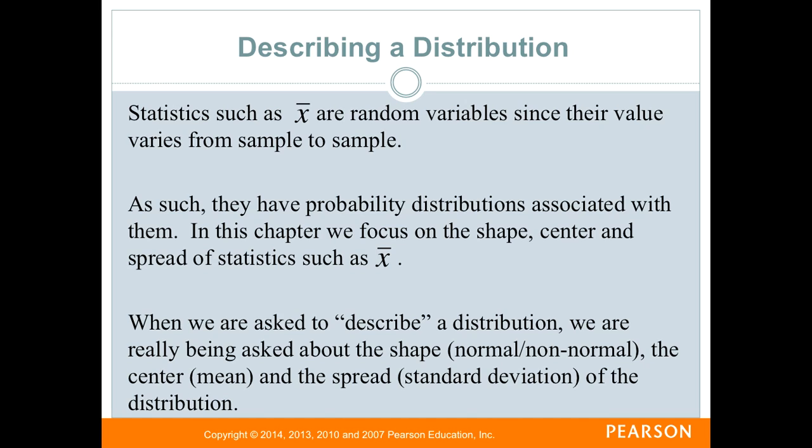When you're asked to describe a distribution, we're asking about three different things. We're asking about the shape, which is either going to be normal or not, the center, which is going to be the mean, and then the spread, which is the standard deviation. So anytime you're asked to describe a distribution, those are the three things you need to include: shape, center, and spread.